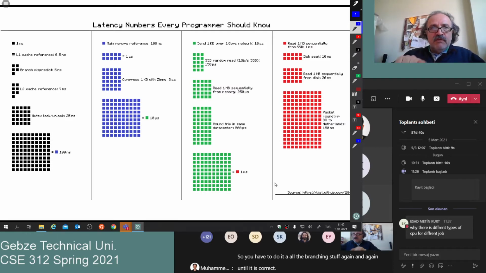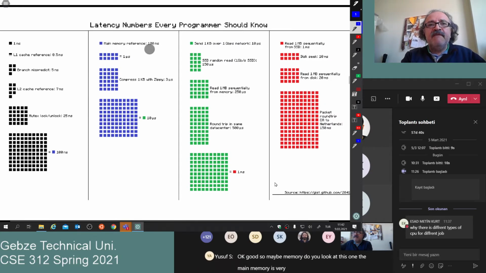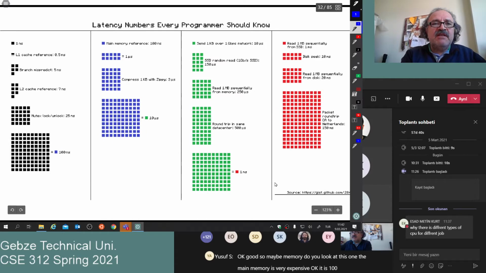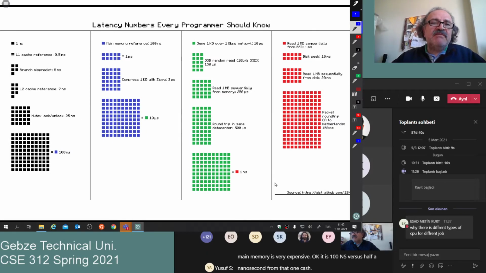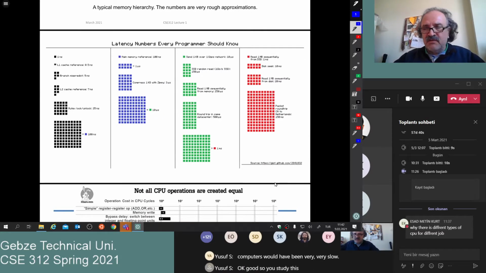Okay, good. So main memory, do you look at this one? The main memory is very expensive. It is 100 nanoseconds versus half a nanosecond from the L1 cache. L1 cache is maybe 2 or 3 times more expensive than reading your registers, but reading from main memory is 100 nanoseconds. It is like 200 times slower than reading from L1 cache. So without the cache, our computers would have been very, very slow. Okay, good. So you study these kind of pictures yourself.